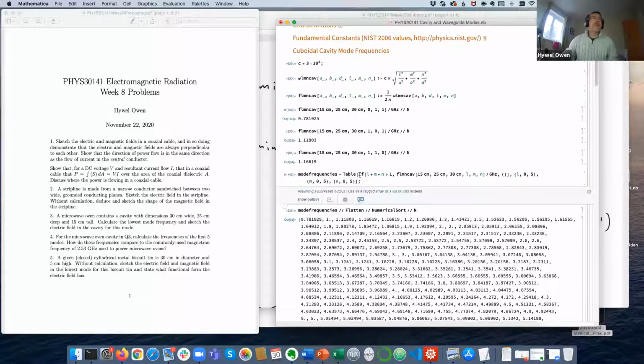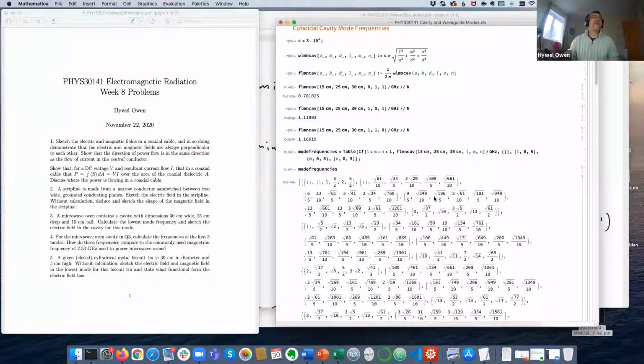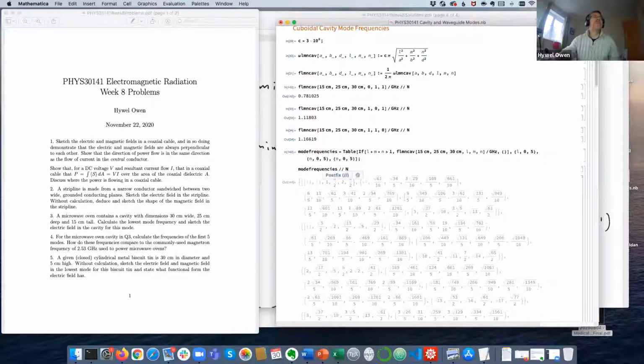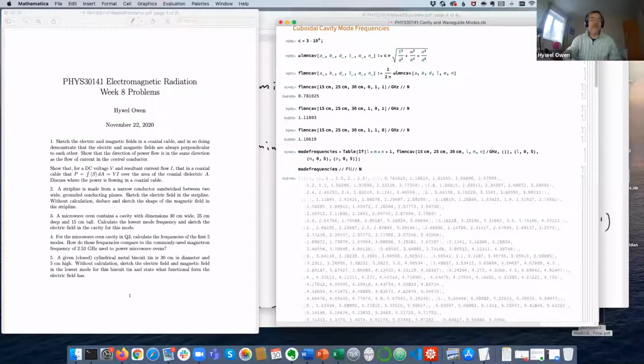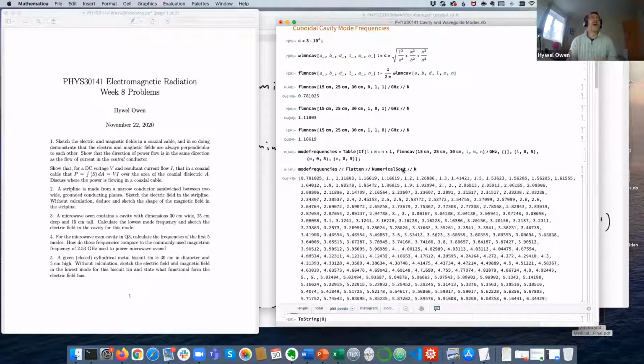Let's calculate this. Now what I'm going to do is get rid of this flattened bit here, and I'm just going to write out what the frequencies are. So I'll just turn them into numbers. So these are all the frequencies of those modes where I've just gone, N goes from 0 to 5 for L is 0 and M is 0. And then I step upwards 1 in M, and then I do it all again. So these are not in any order whatsoever. So it's kind of hard to see, isn't it, which ones have the lowest numbers. So that's why I'm sorting them. So I put a numerical sort, and now I can see what they are.